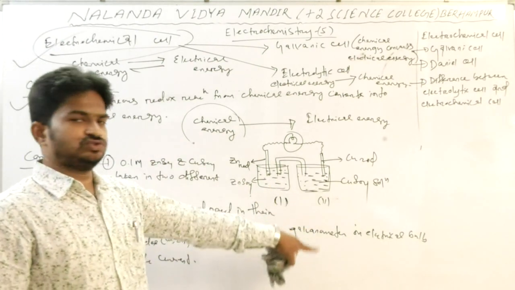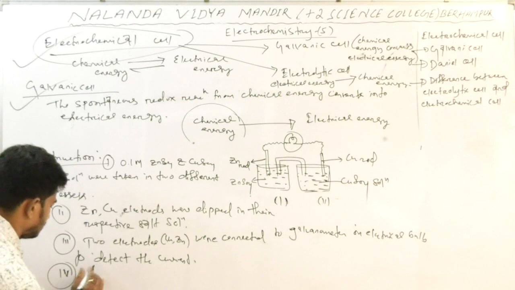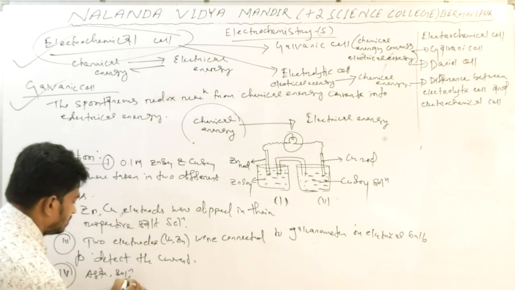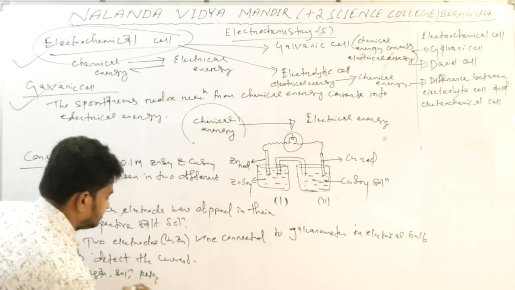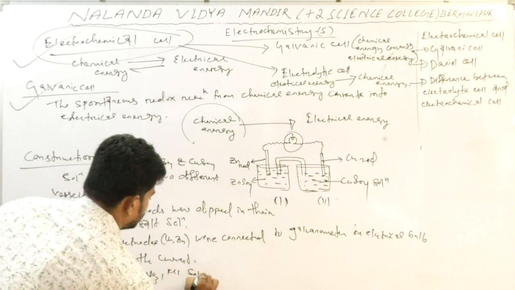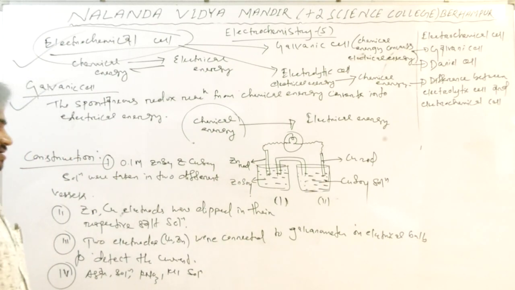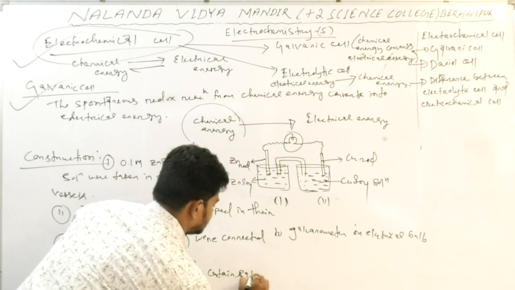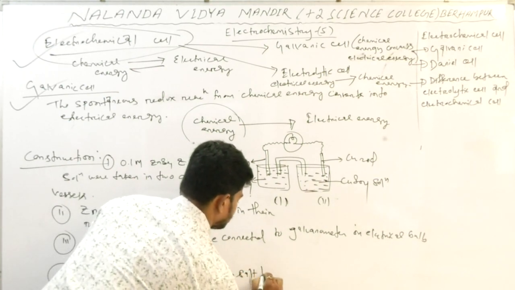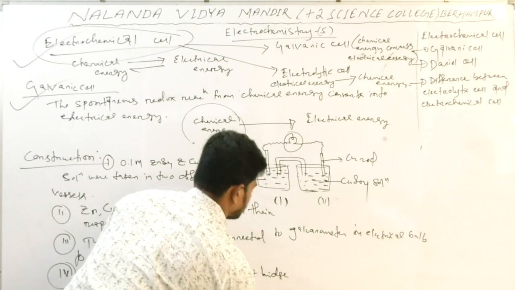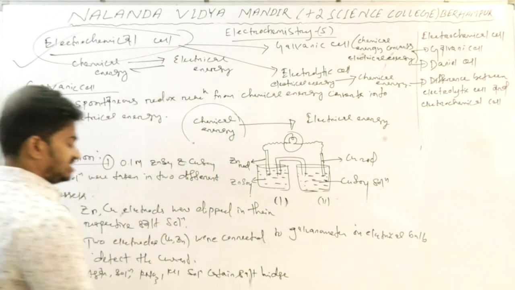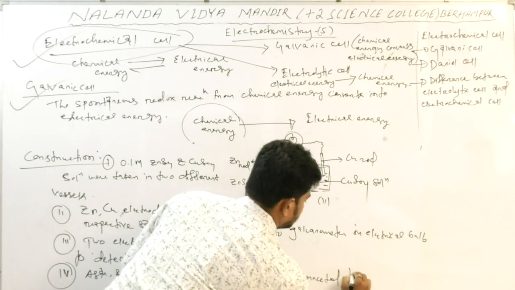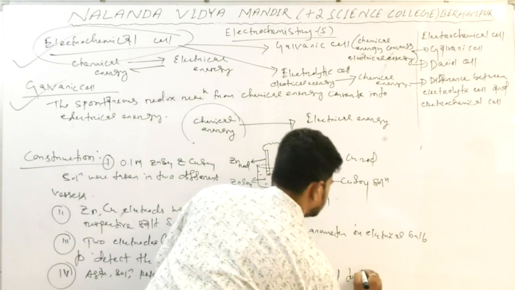Salt bridge is being used. Agar solution, potassium nitrate, potassium chloride solution contains salt bridge is connected to half cells, is connected to two half cells.